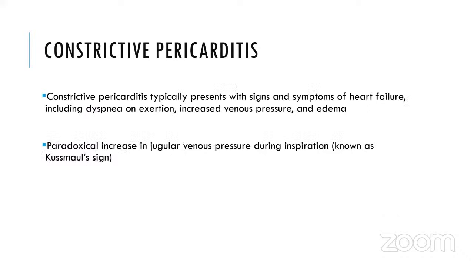Usually, patients with constrictive pericarditis present with signs and symptoms of heart failure, including dyspnea on exertion, increased venous pressure, and edema. There is usually a paradoxical increase in jugular venous pressure on inspiration, which is known as the Kussmaul sign.